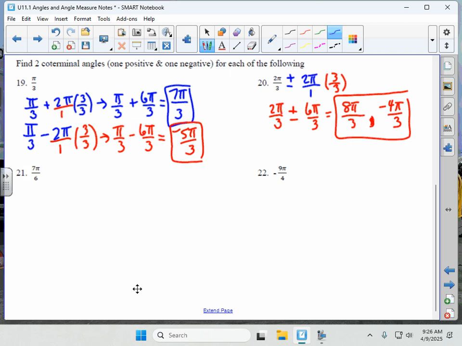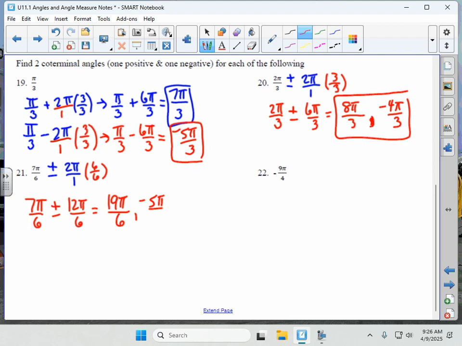All right, 7 pi over 6. We're going to add and subtract 2 pi again over 1. Our common denominator is 6, so we're going to multiply by 6 over 6. So now we have 7 pi over 6 plus or minus 12 pi over 6. All right, so we can add first. That's 19 pi over 6. Subtract: 7 pi over 6 minus 12 pi over 6 is negative 5 pi over 6.